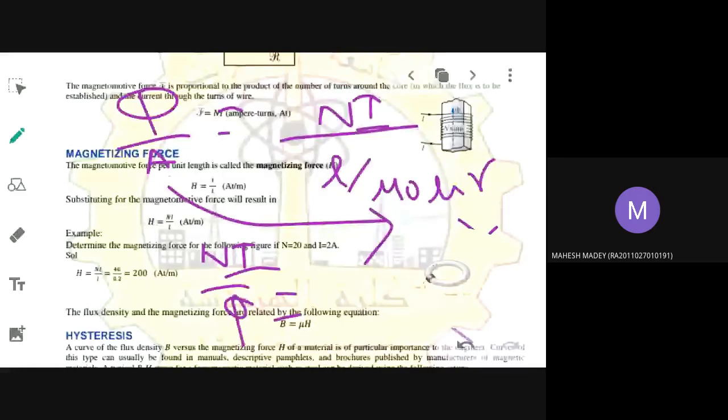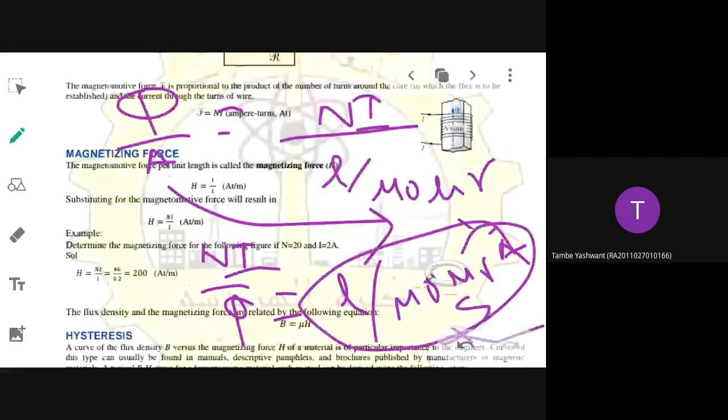What is Ni divided by phi now? A will be brought to the what term? Number of turns, ampere turns. L divided by mu naught mu r A, I will get. So this I will be writing as reluctance. Okay, this is another way of writing the reluctance formula.